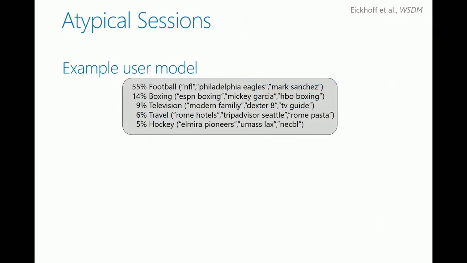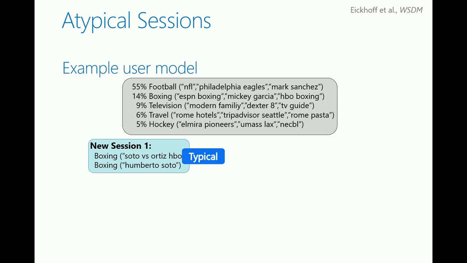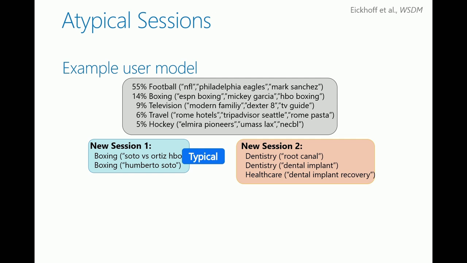Now there's an interesting thing in this model when your current need is either similar to or different than your long-term interest. So here's a person, a fictitious person. And this is the distribution of topics in their model of interaction over a long period of time. Sort of a sports junkie. If you see another session, is that consistent with that model or not? So that's a typical session. You might see another session from this person that has dentist, root canal, dental implant recovery. Something has happened in their life. And there's an acute information need which is different than their long-standing interests.